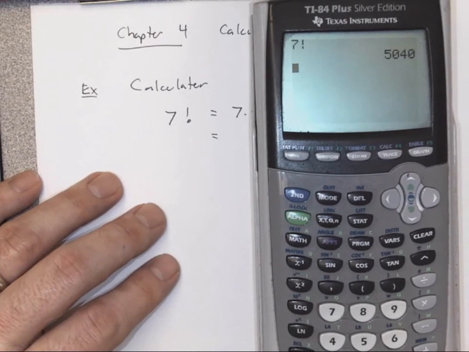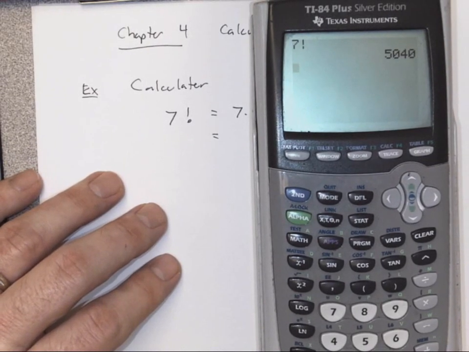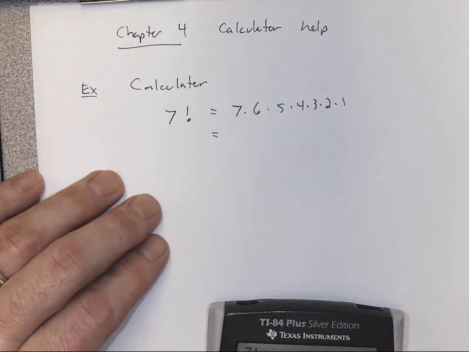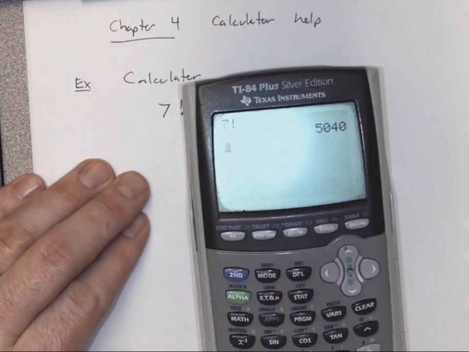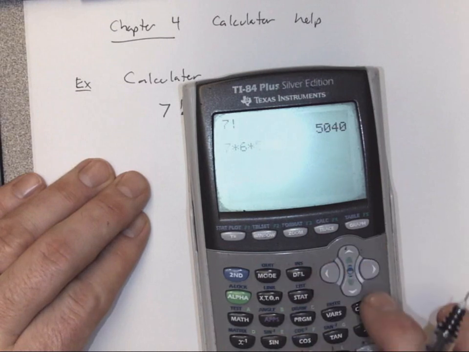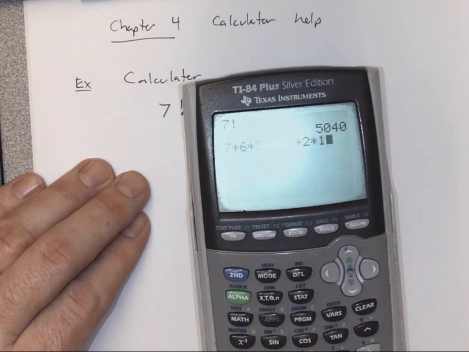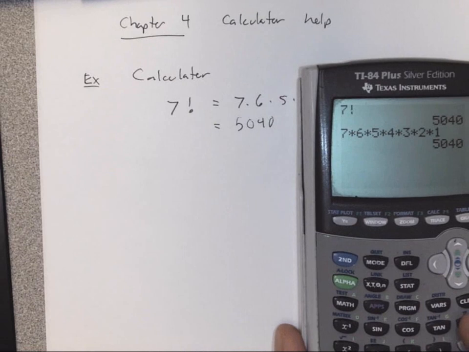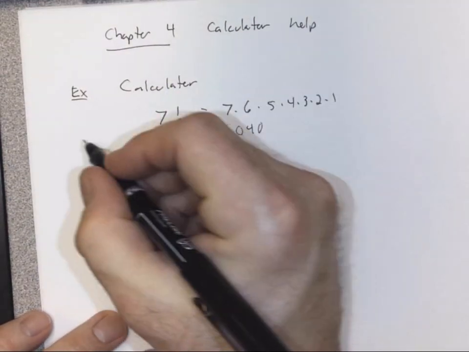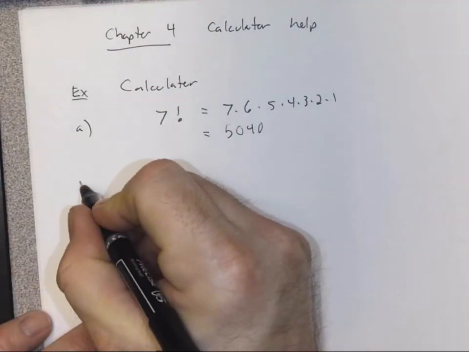So when you hit that, you're going to get 5,040. So this is 5,040. And then you're welcome to check, 7 times 6 times 5 times 4 times 3 times 2 times 1 is a little bit long, but whatever, it's there. So 5,040. You can see that's the same thing.